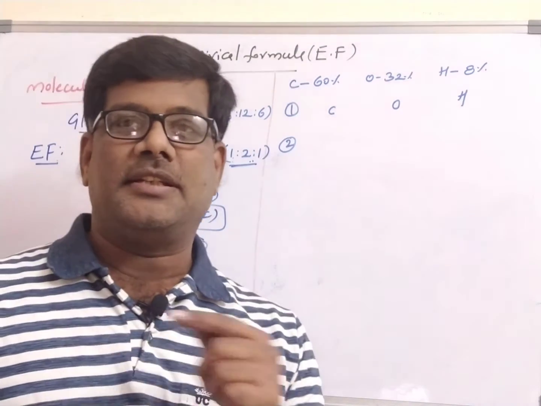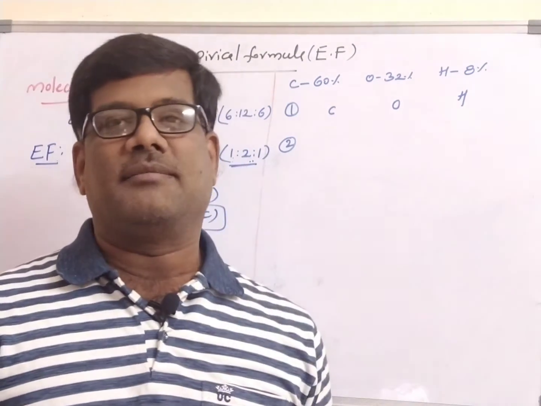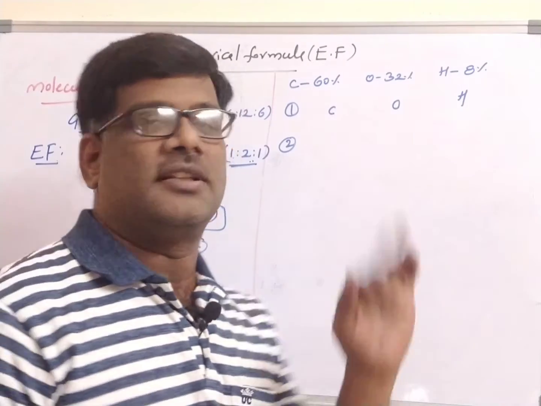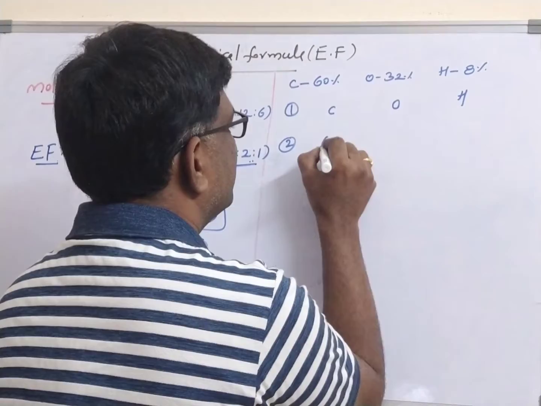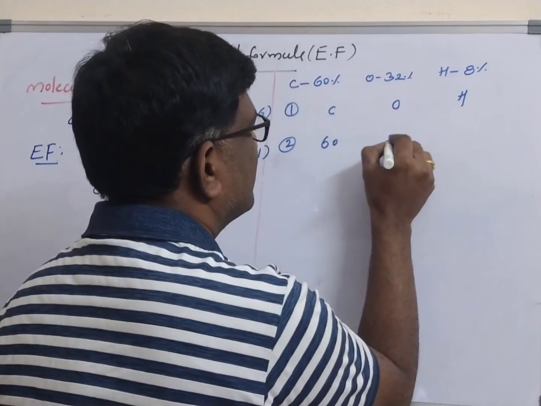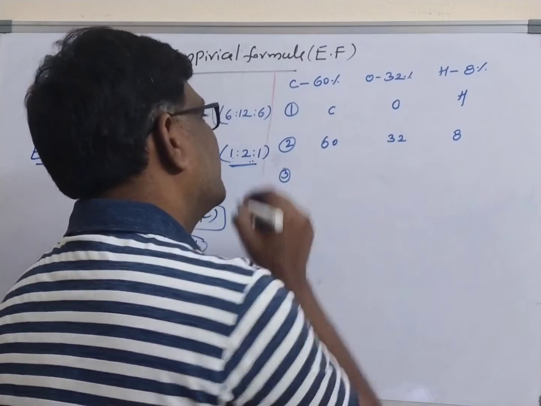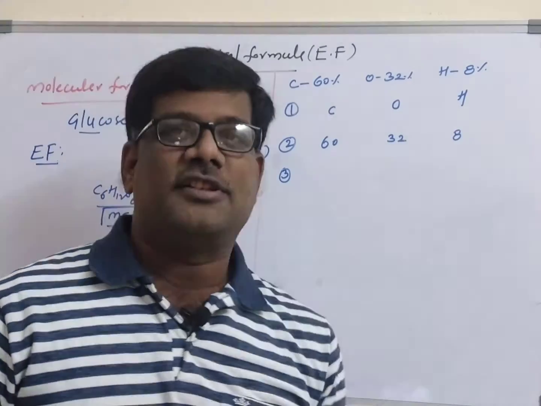Identify the percentage composition of each element. Second point is to identify the percentage composition of each element. What is the percentage composition of carbon? 60%, oxygen is 32%, hydrogen is 8%. So based on the problem, we finished the first 2 steps.